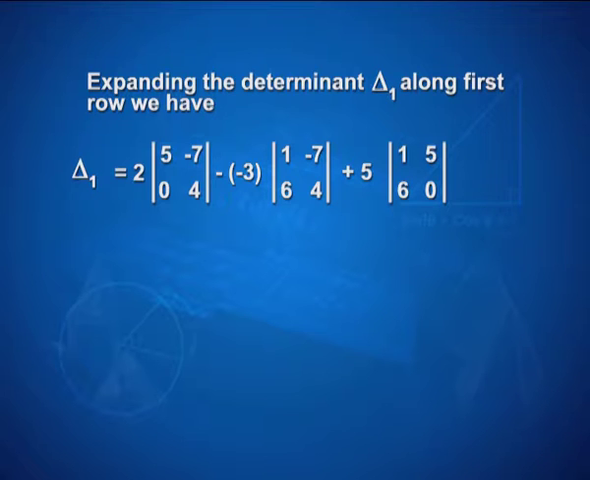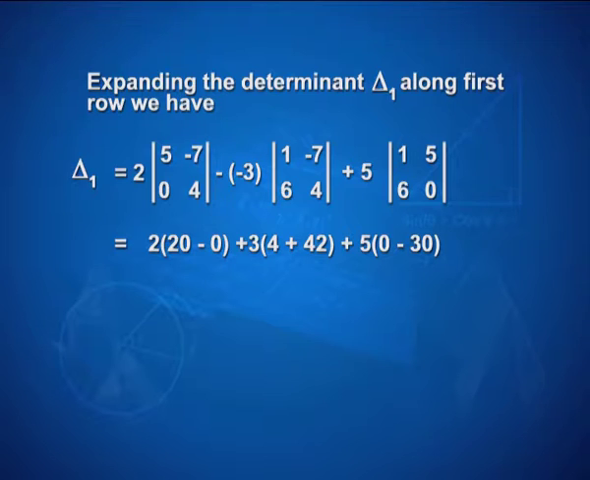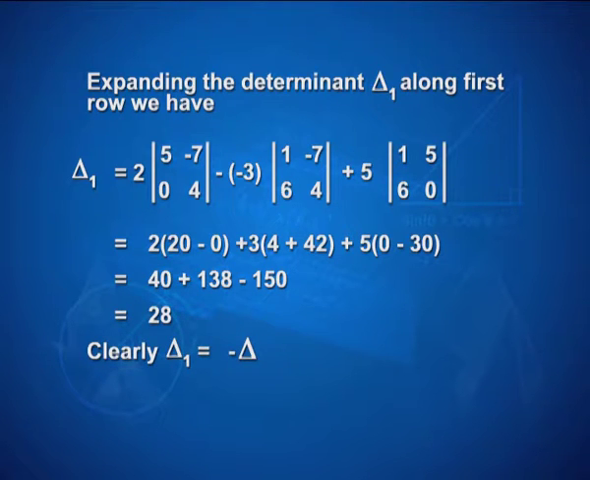5, 6, 0. On solving, we have 2 into 20 minus 0, plus 3 into 4 plus 42, plus 5 into 0 minus 30. On calculations, we get 40 plus 138 minus 150 is equal to 28. Clearly, determinant 1 is equal to the negative of the previous determinant. Hence, property 2 is verified.